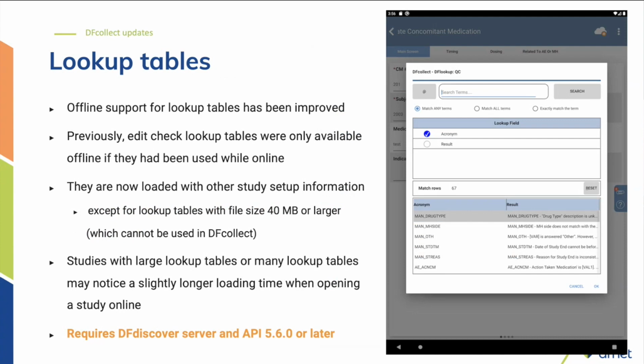Lookup tables: offline support for lookup tables has been improved. Previously, edit check lookup tables were only available offline if they had been used while online. With DFcollect, lookup tables are now loaded with other study setup information, except for lookup tables with file sizes of 40 MB or larger, which cannot be used in DFcollect. Studies with large lookup tables may notice a slightly longer loading time when opening a study online.